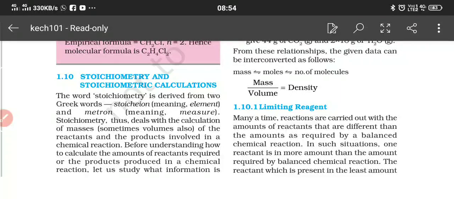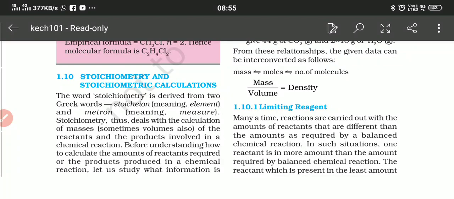Hello students. Today we discuss stoichiometry and stoichiometric calculation. What is stoichiometry? Stoichiometry means element and metry means measure. So in a chemical reaction, stoichiometry is very important.